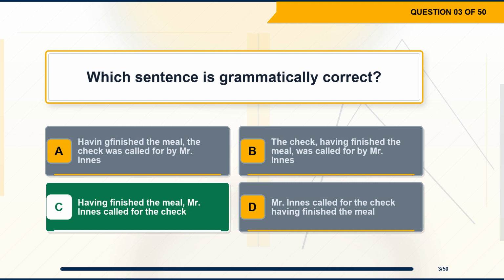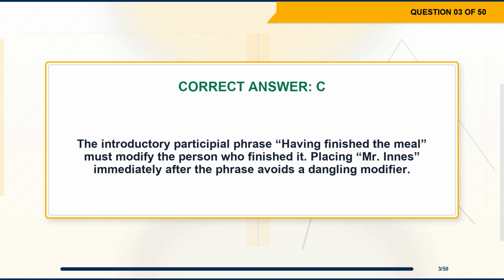Option D. Mr. Innes called for the check having finished the meal. The correct answer is option C. Having finished the meal, Mr. Innes called for the check. Explanation. The introductory participial phrase, having finished the meal, must modify the person who finished it. Placing Mr. Innes immediately after the phrase avoids a dangling modifier.